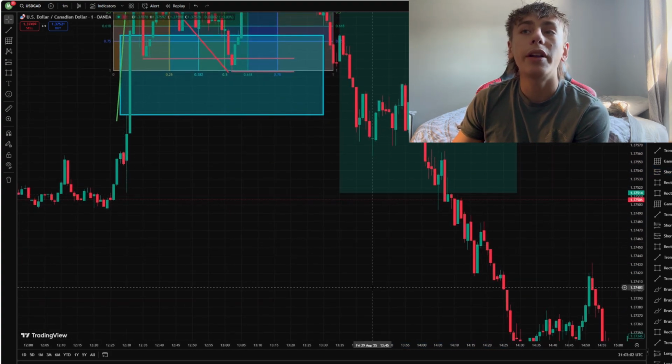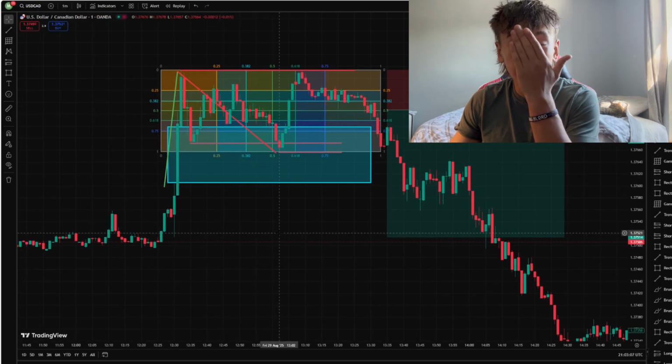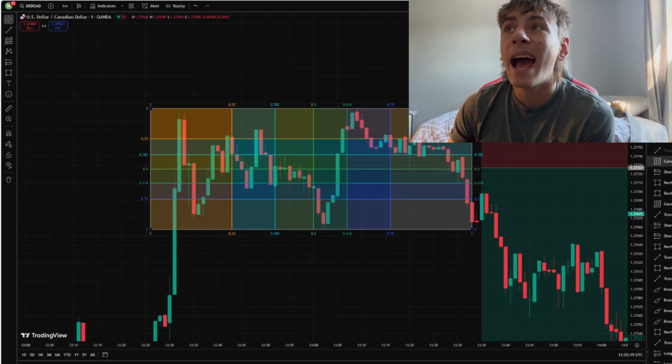So whenever price reaches here, get our short in and take profit into previous liquidity spots, which is where I would have done it. Even though price would have went all the way down here, I would have probably taken it right there. But yeah, that's a trade I was supposed to take, but that didn't happen.